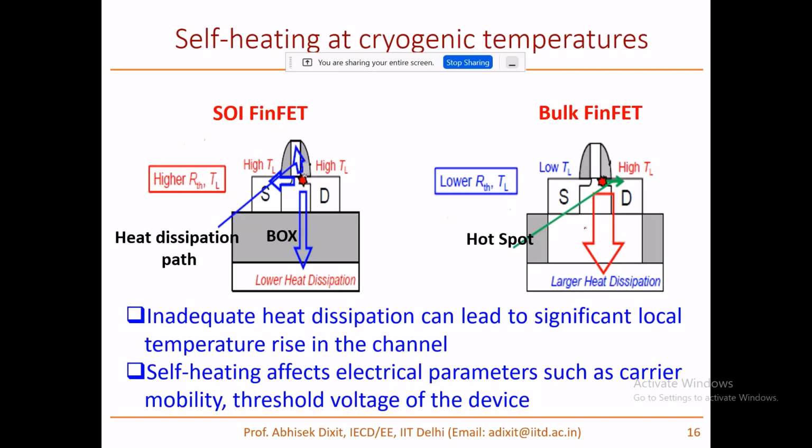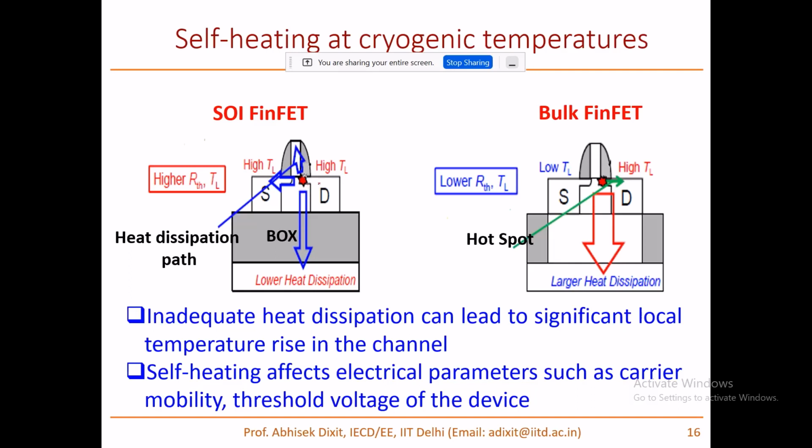In the bulk devices, the heat can easily go down because the silicon substrate is a good thermal conductor, so heat can be easily extracted. As a result, your thermal resistance will be lower, right? Your lattice temperature will be lower. Okay. If you look at SOI, since there is a thick buried oxide layer here, which is a bad conductor of heat, a lot of heat will not go down, right?